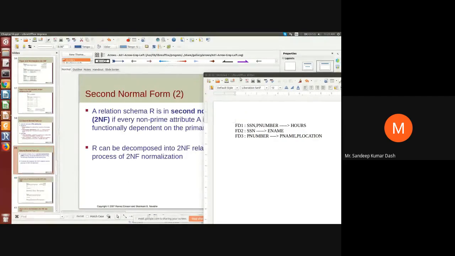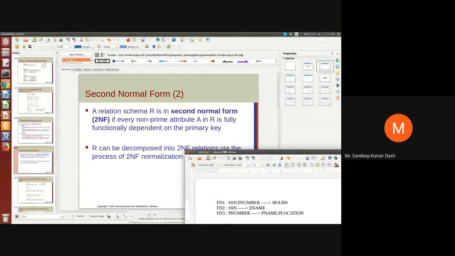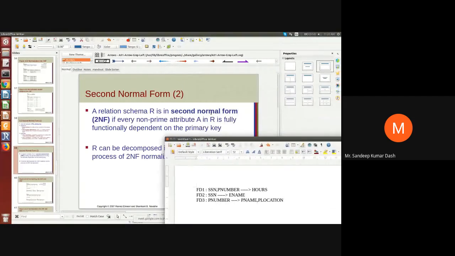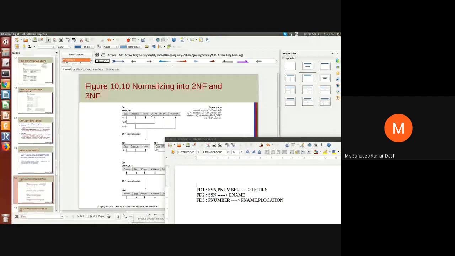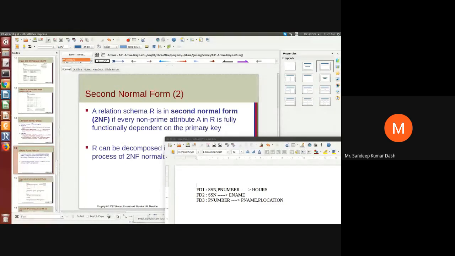2NF says a relation schema R is in second normal form if every non-prime attribute A in R is fully functionally dependent on the primary key. That means every non-prime attribute in R is fully functionally dependent on the primary key of R.